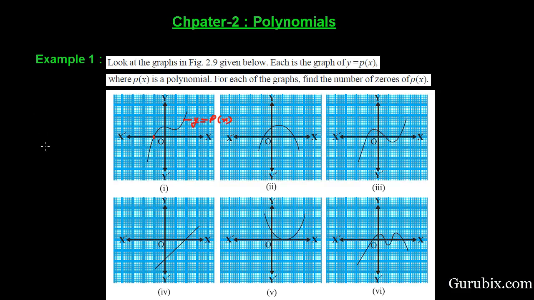So we shall write here that the number of zeros in this graph is equal to 1, because the graph of the polynomial y equals p(x) intersects the x-axis at one place. In the next part, we observe that the graph of y equals p(x) intersects the x-axis at two places, here and here. Therefore the number of zeros is equal to 2. In the third part, this is the graph of y equals p(x), and this graph intersects the x-axis at three places. So the number of zeros is equal to 3 in this graph.